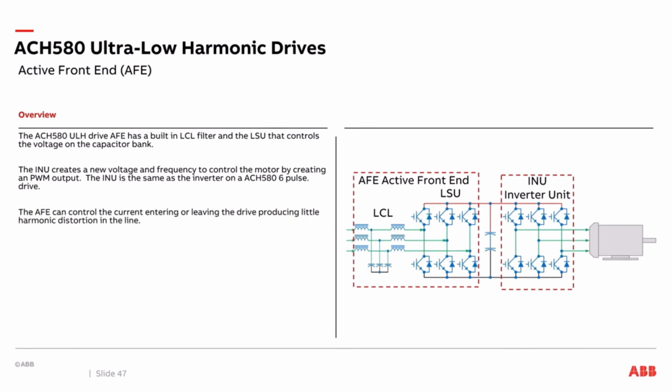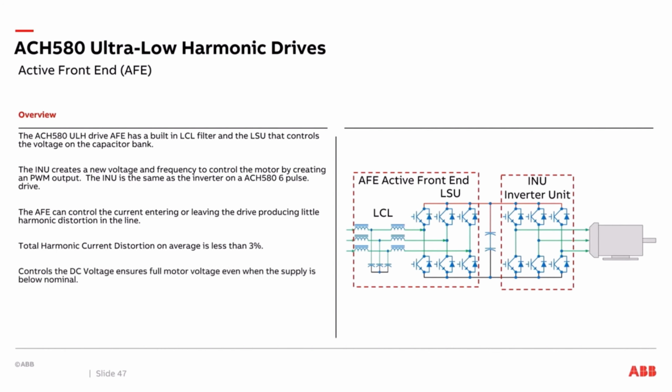The active front end can control the current entering or leaving the drive, producing little harmonic distortion on the line. The total harmonic current distortion is averaged less than 3%. The drive controls the DC voltage to ensure full motor voltage even when the supply voltage is below nominal. The drive adjusts its current waveform to be in sync with the voltage waveform. The displacement power factor is unity.